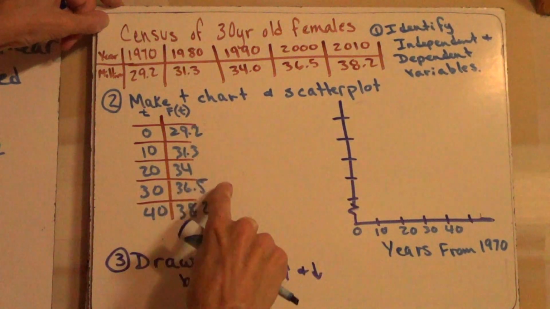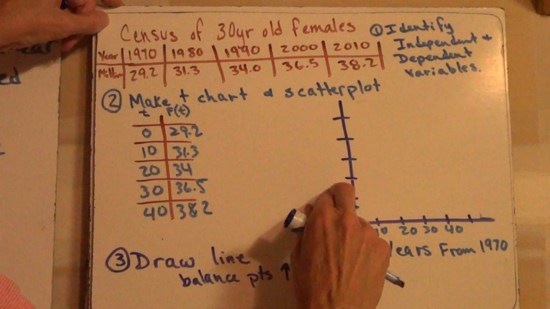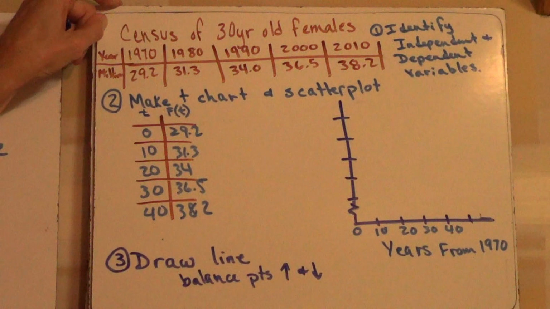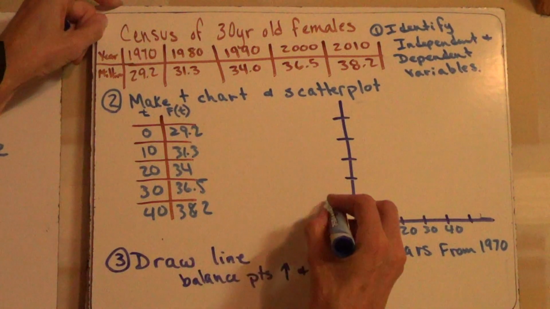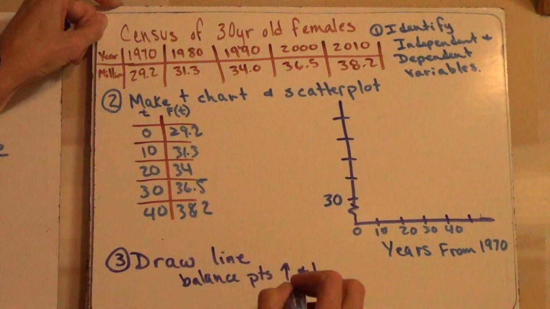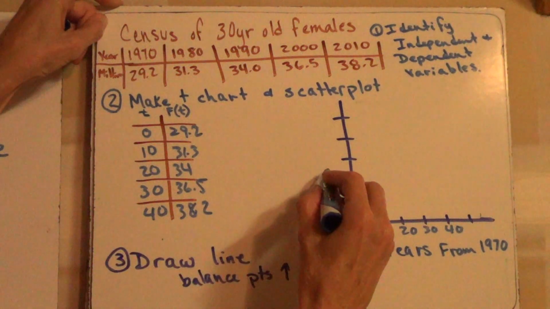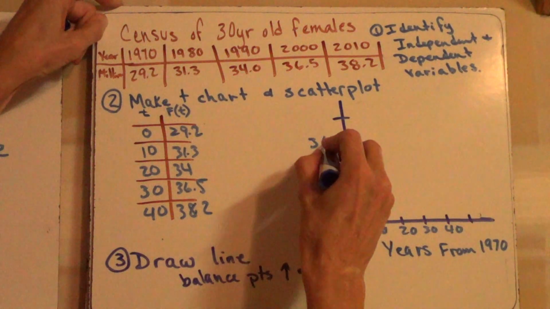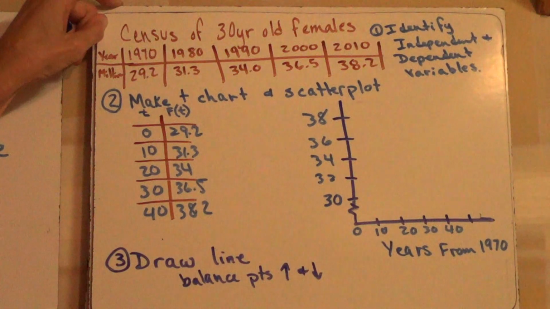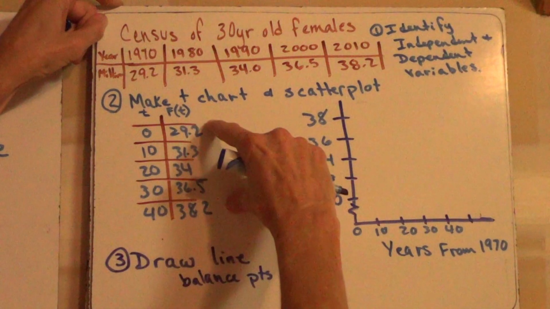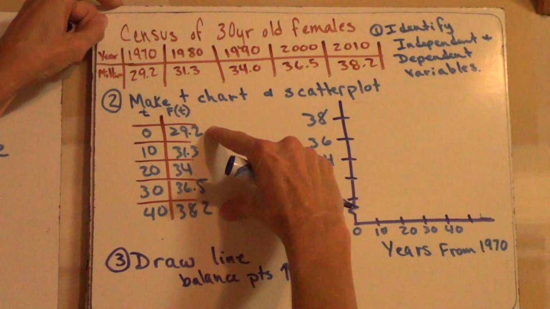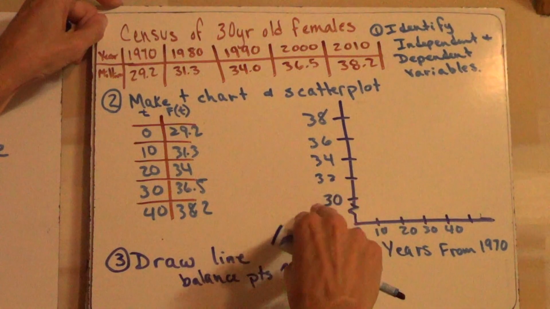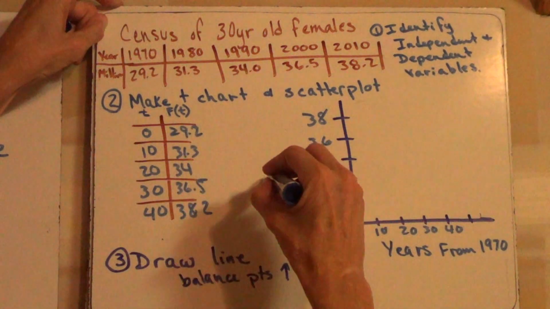So if we go 29, 38, we have 1, 2, 3, 4 squares. We could probably go 30, 32, 34, 36, 38. All that I did is I took the difference in there. This is almost at 30, that's 38. And I divided it by 1, 2, 3, 4. 8 by 4 is 2, so I just counted by 2's. And this is ages.